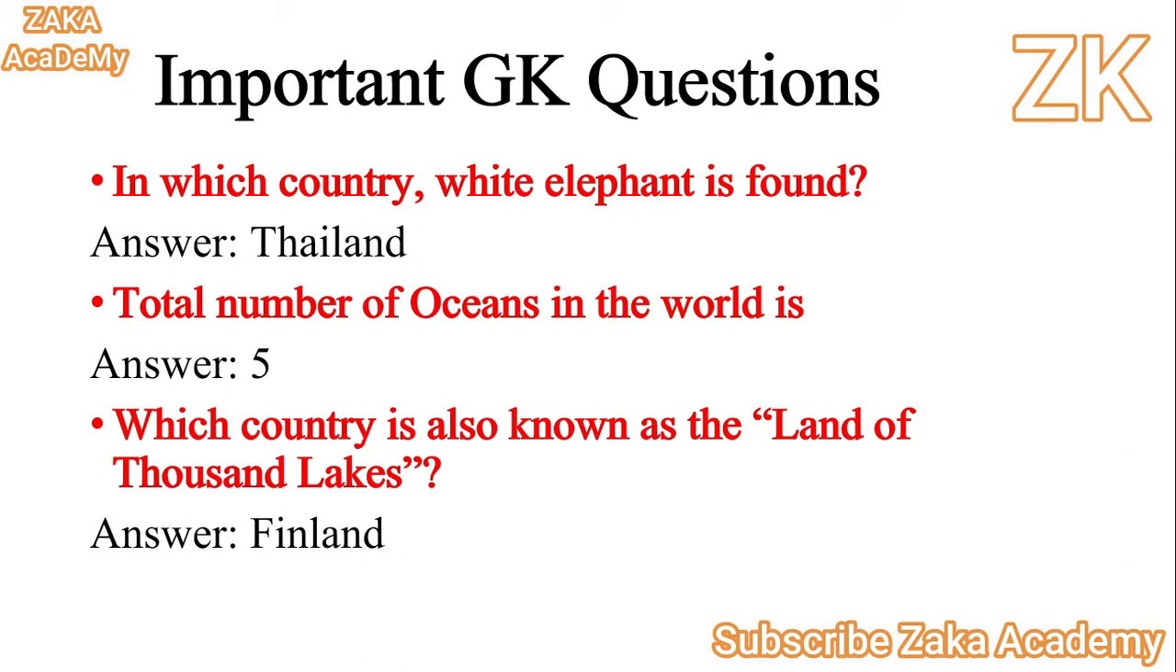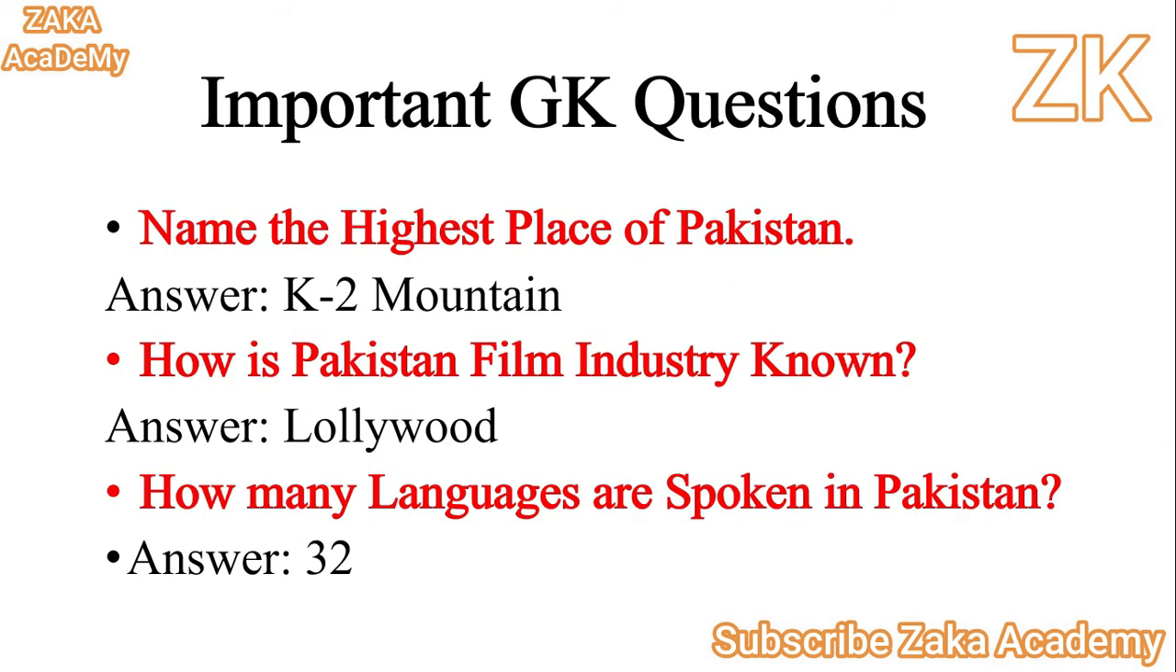Another MCQ is, total number of oceans in the world? 5. Total number of oceans in the world are 5. Which country is also known as the land of thousand lake? Finland is the country which usually known as the land of thousand lakes. Name the highest place of Pakistan. K2 mountain is the highest place of Pakistan.